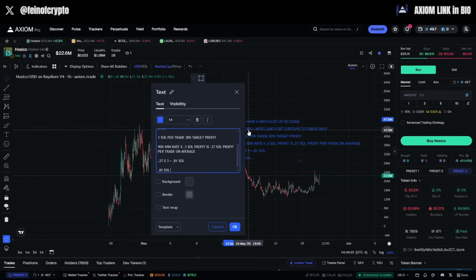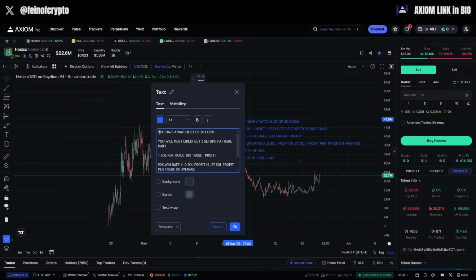0.81 SOL is $178 at the moment. So that's roughly 160 bucks. A little less. No, it's 150. Let's say it's about 145, whatever. So look at that right there. You have a watch list of 20 coins.